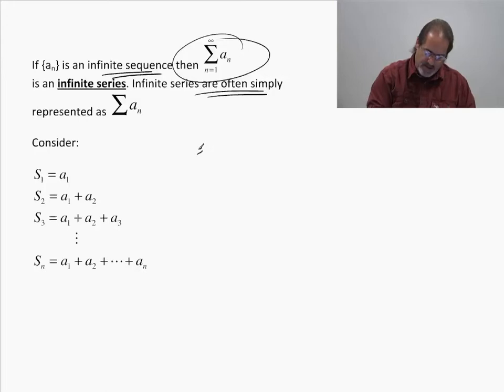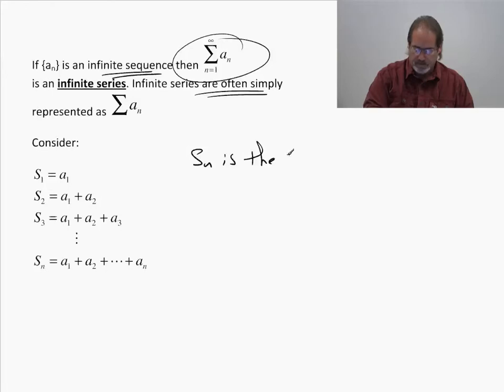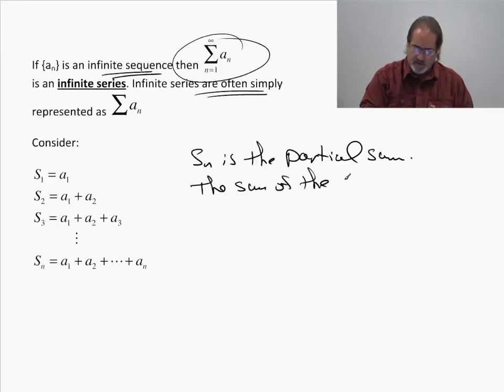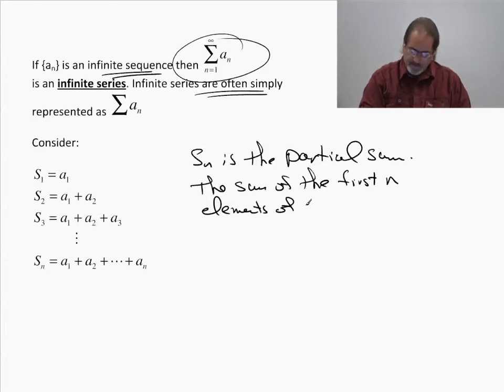Now, we think of Sn as being the partial sum. It's the sum of the first n items or elements of the series. So I'm adding up all of these pieces of the sequence.